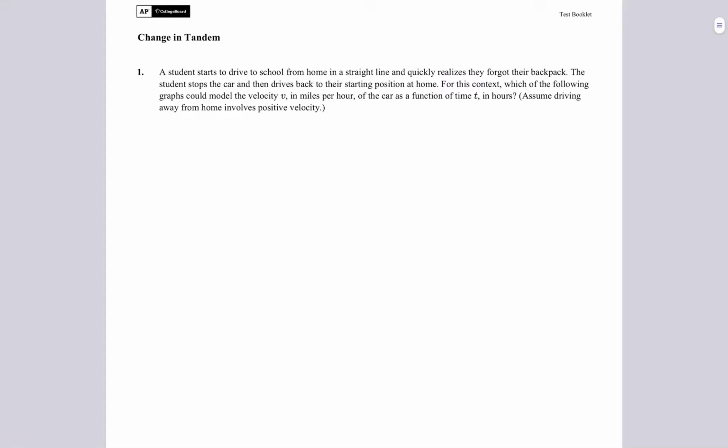Okay, so today we have around 20 questions, and these 20 questions are regarding the change in tandem chapter, which is a subsection of Unit 1. Now, starting off with question number 1, a student starts to drive to school from home in a straight line and quickly realizes that they forgot their backpack. The student stops the car and then drives back to their starting position at home.